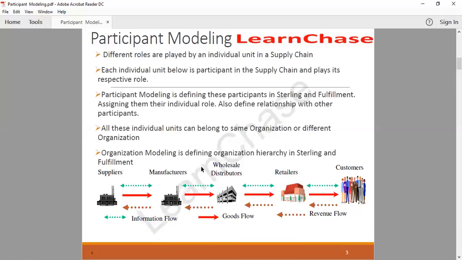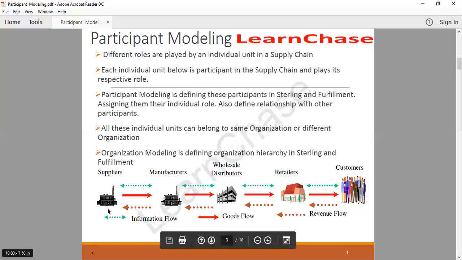Right on day one, I told you an example of ITI. The ITI is a manufacturer of the telephones. The supplier supplies basic things to ITI. The manufacturer manufactures the telephones. He sends it to the wholesale distributor, who sends it to the retailers, and then the consumer.